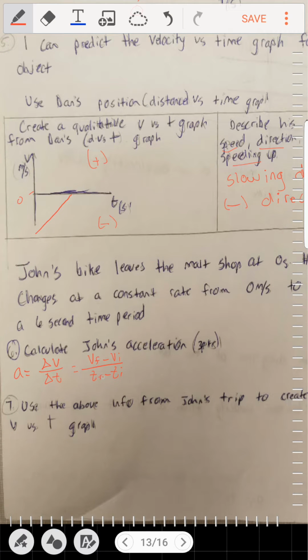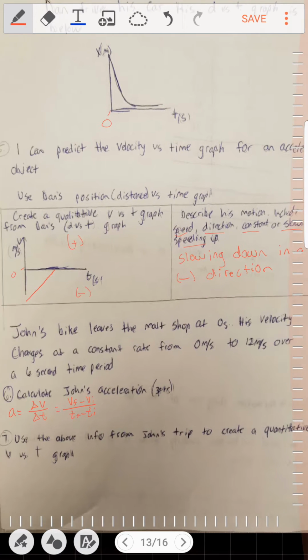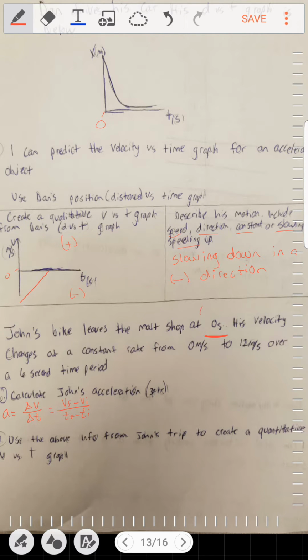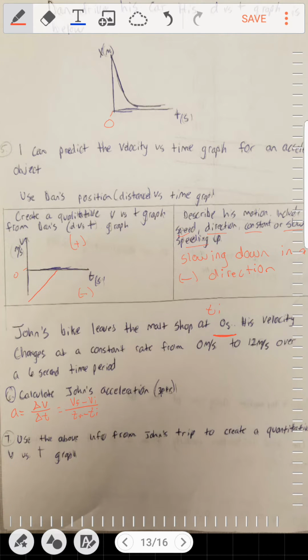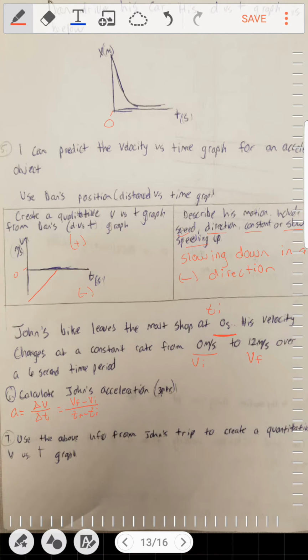Make sure we understand this. Well, I need to write down those variables, so let's read through this again. And I suggest you do the exact same thing when you read the problems on the test. So John's bike leaves the malt shop at 0 seconds. So that's going to be my t sub I. That's my initial time, right? Its velocity changes at a constant rate from, so my beginning, that makes my v sub I, my initial velocity at 0 meters per second to a final velocity v sub f at 12 meters per second. And it took 6 seconds to do that. So that's going to be my t sub f.